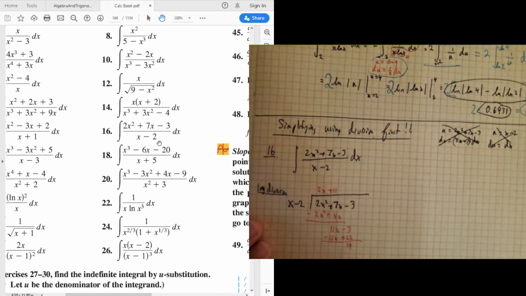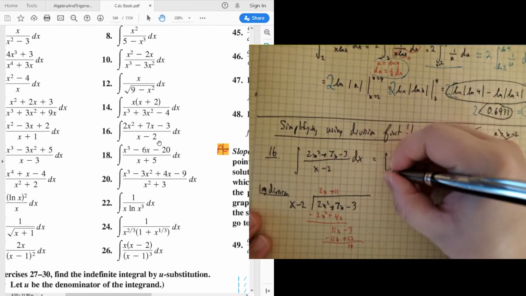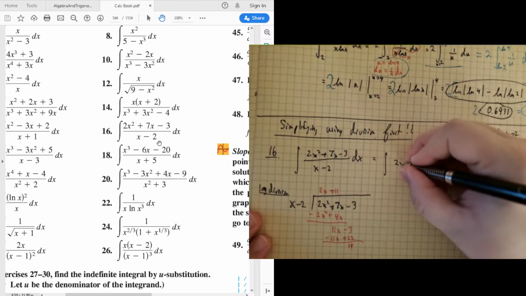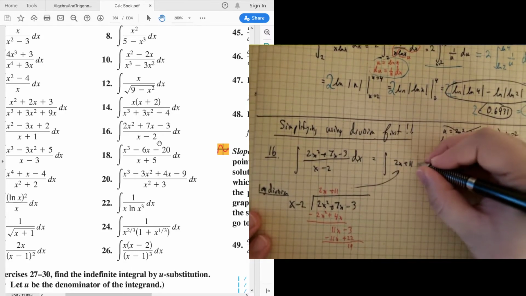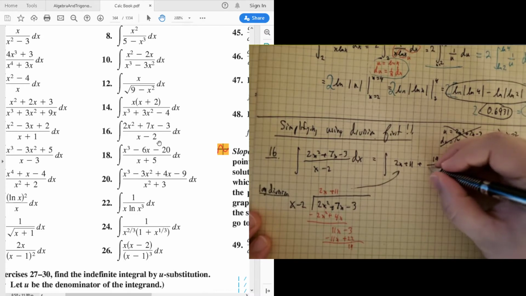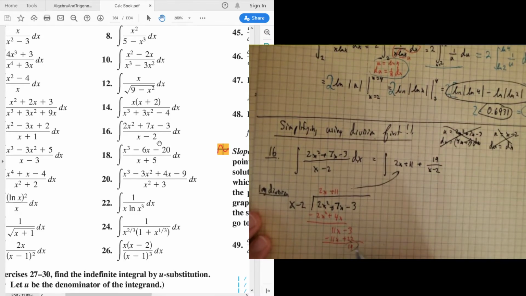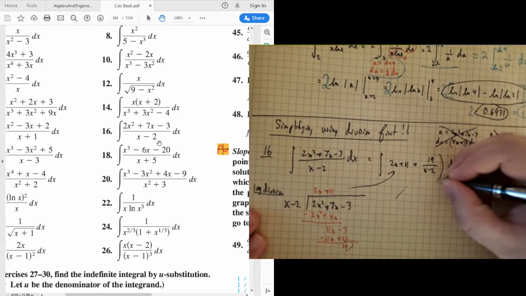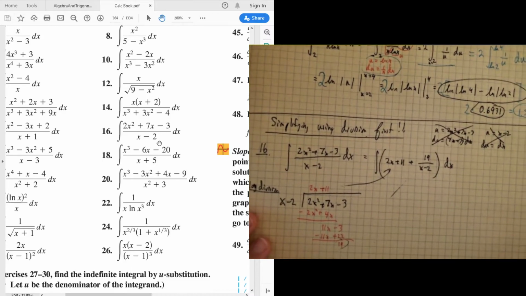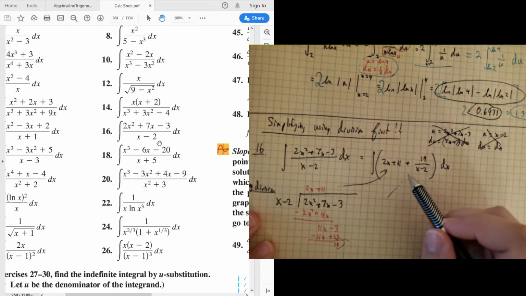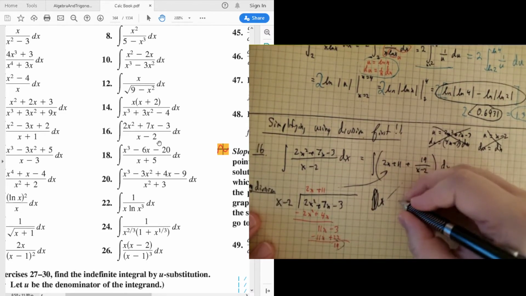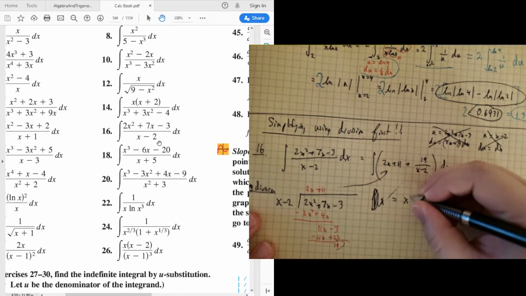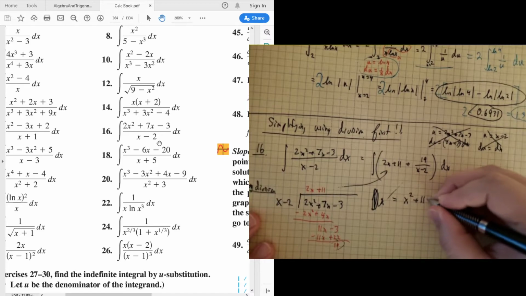And so this integral becomes the integral of 2x plus 11, so this is the top piece, goes directly into the problem, plus 19 over x minus 2. Notice the 19 is here, and it goes up here. The 2x plus 11 is there, dx. Now I can use the theorem. I can integrate the 2x and the 11 directly. The integral of 2x is x squared. The integral of 11 becomes 11x.